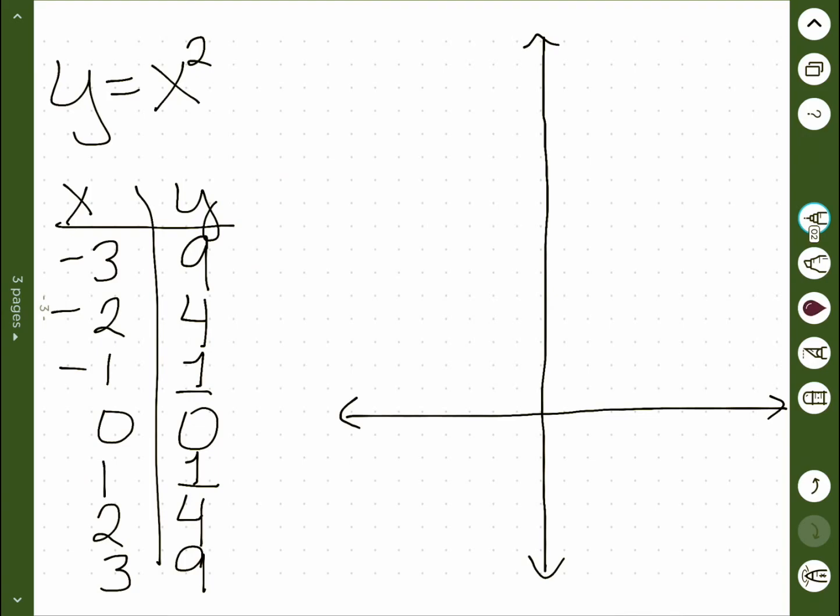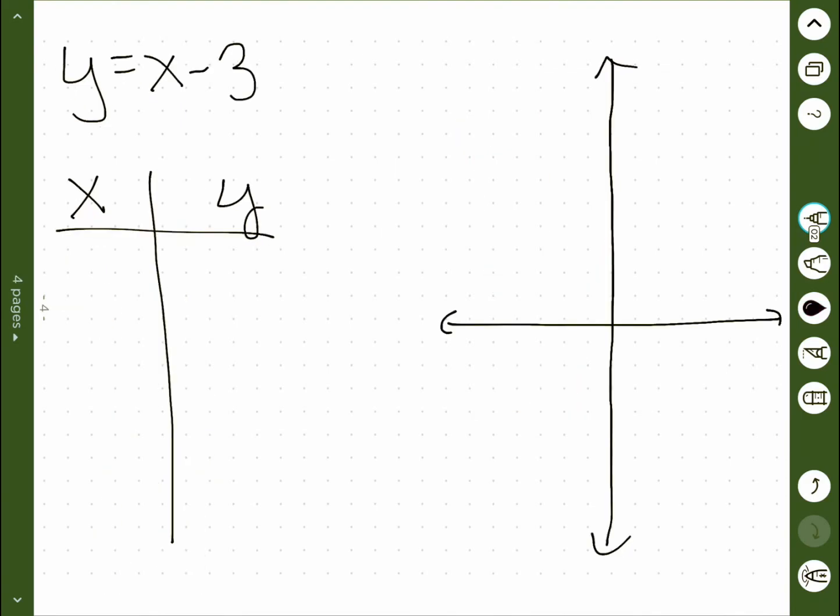We have -3, 9, which will be about here. We have -2, 4, -1, 1, 0, 0, 1, 1, 2, 4, and 3, 9. And from there, all we have to do is connect our dots. And we have the graph.